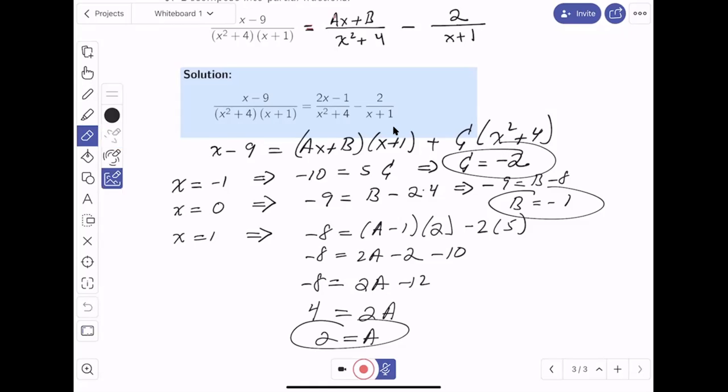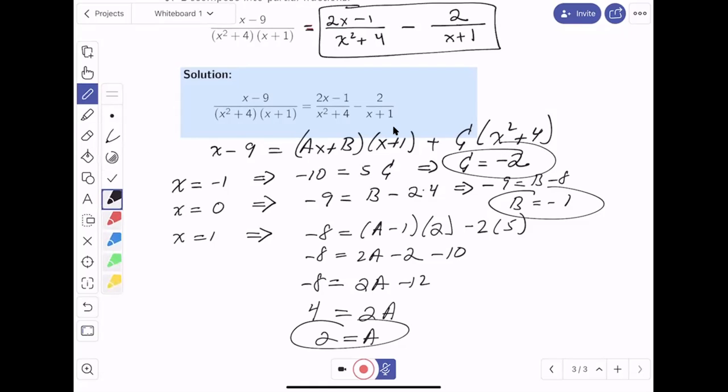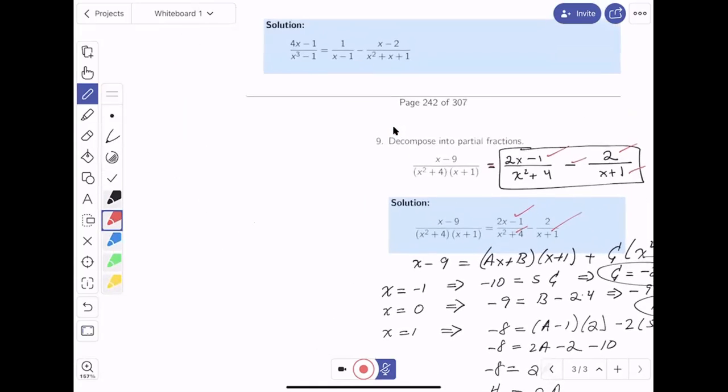This thing up here, right? I believe it's 2, right? And I believe b is minus 1. All right, I'm going to erase it. And then we'll look at the key. Two x minus 1 over x squared plus 4 minus 2 over x plus 1. Everything's looking great. All right, so let's keep going.